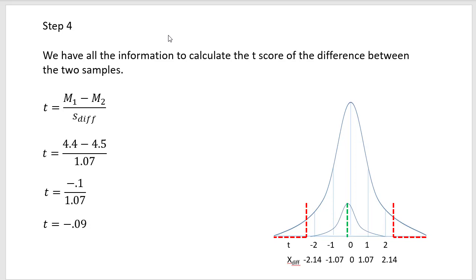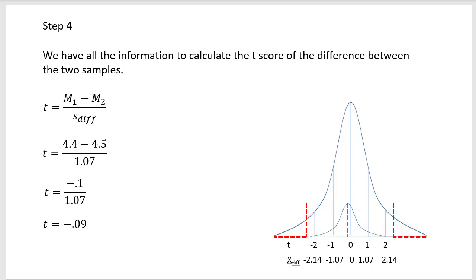In step 4, we have all the information that we need in order to put our t formula together. So the t formula again is t is equal to the mean of group 1 minus the mean of group 2 divided by the estimated population standard deviation of the differences between the scores. What that means is that we're going to find out how far away our scores are from each other to determine if they are different than 0, and then divide it by the average distance that the scores are from 0.